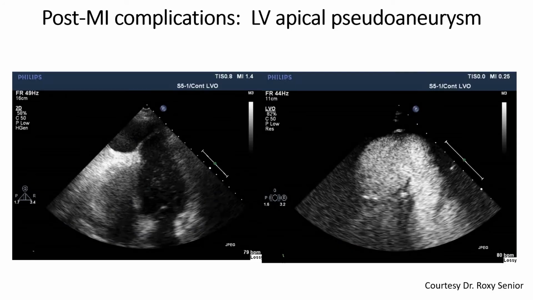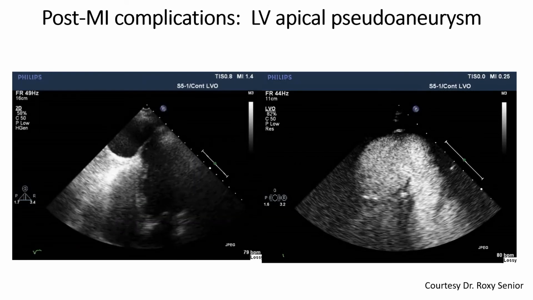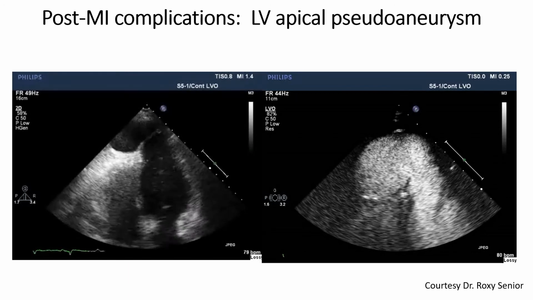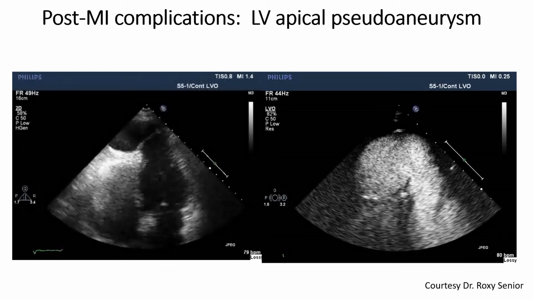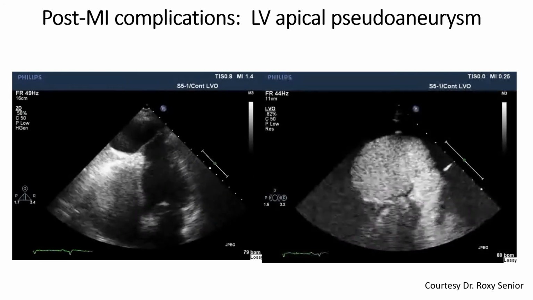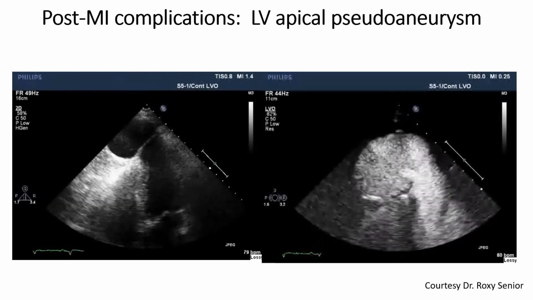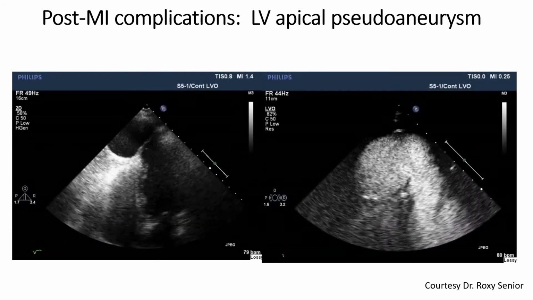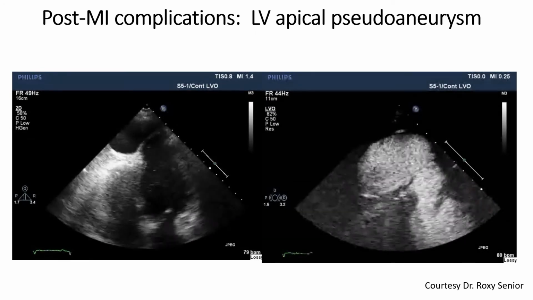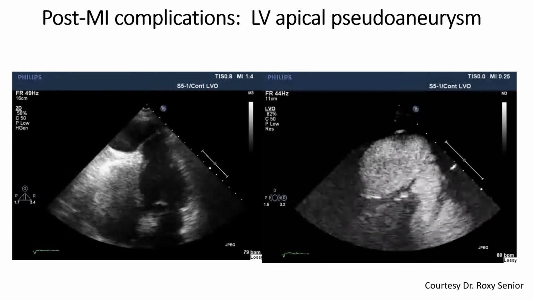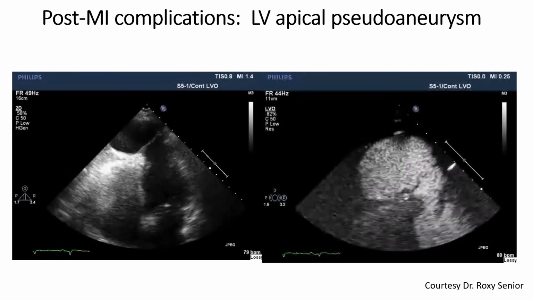Demonstrated here is the value of ultrasound enhancing agents to confirm a pseudoaneurysm. Here on the left, you can see that there is an echolucent structure adjacent to the left ventricular apex. On the right, with the administration of contrast, this clearly defines a left ventricular apical pseudoaneurysm with a narrow neck and a wide body of the aneurysm, classic for this diagnosis.